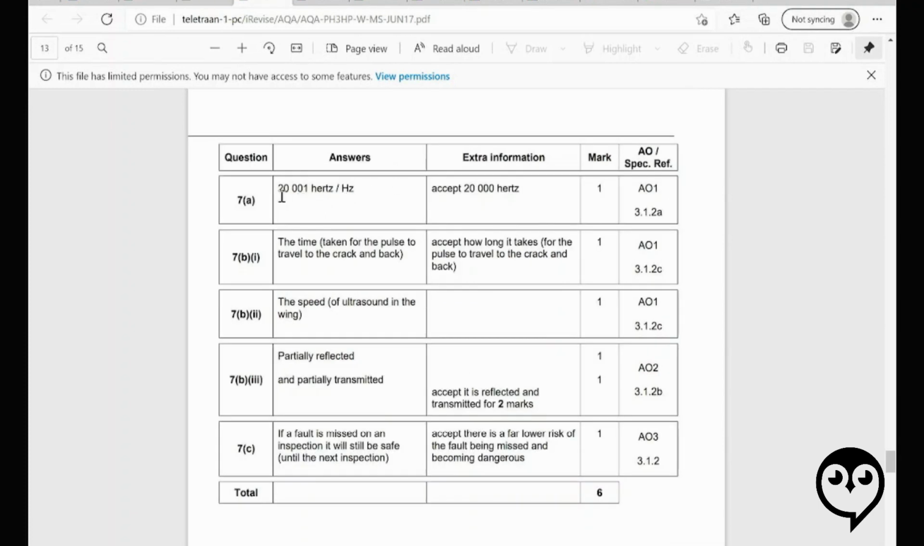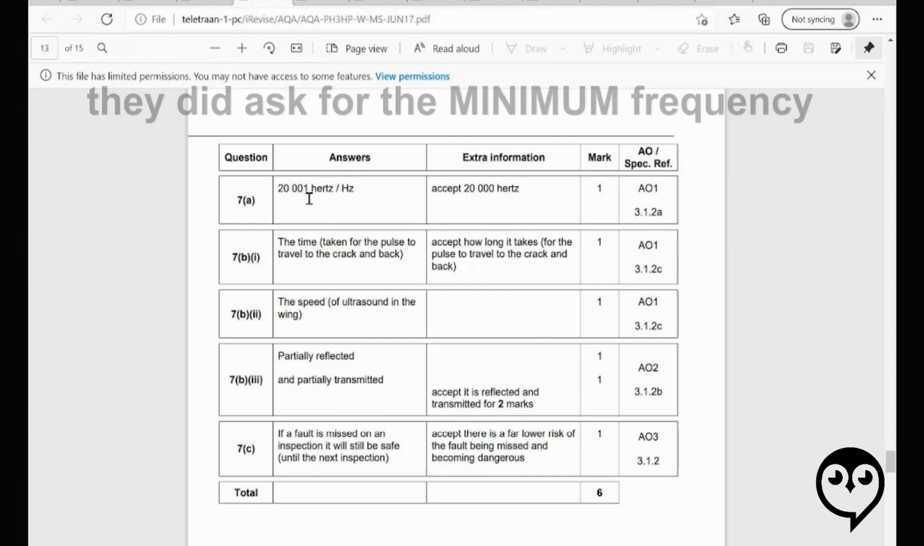Right, okay. So they say 20,001 hertz. I would have just said above 20,000 hertz. They say except 20,000 hertz. I'll say above.